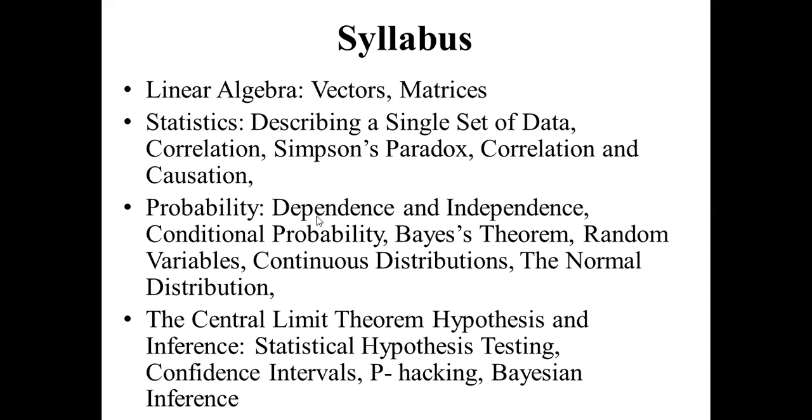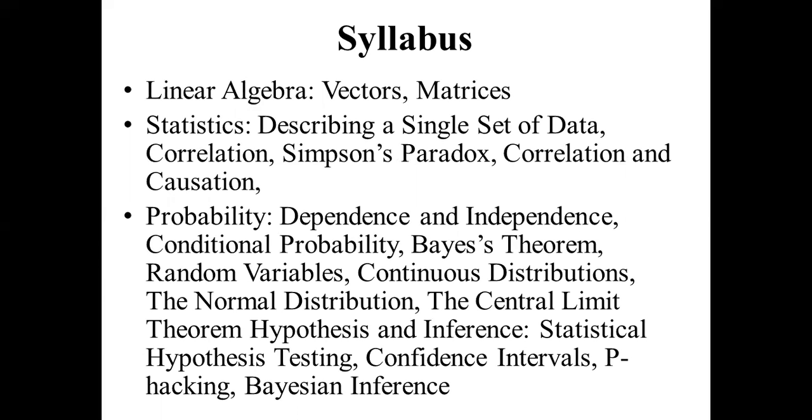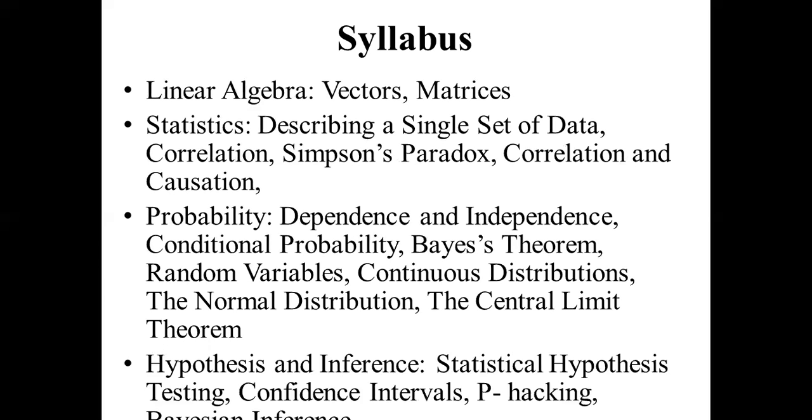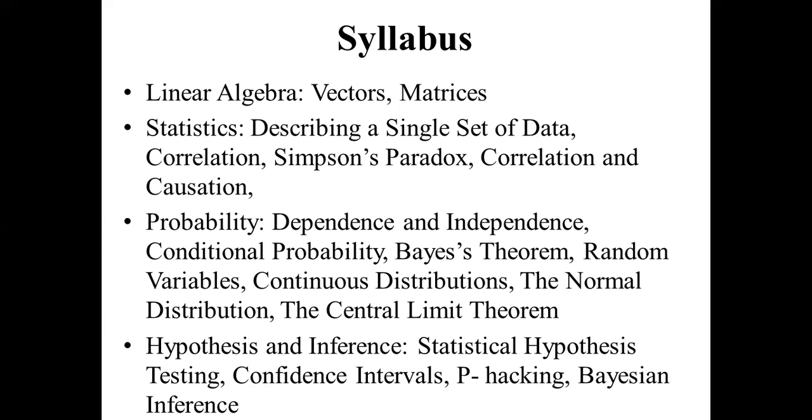I am hoping to complete this chapter today. Actually, the content should be in this way: the central limit theorem is part of probability and of hypothesis and inference. Within hypothesis and inference, we have the remaining four to five points. Okay, clear with this?